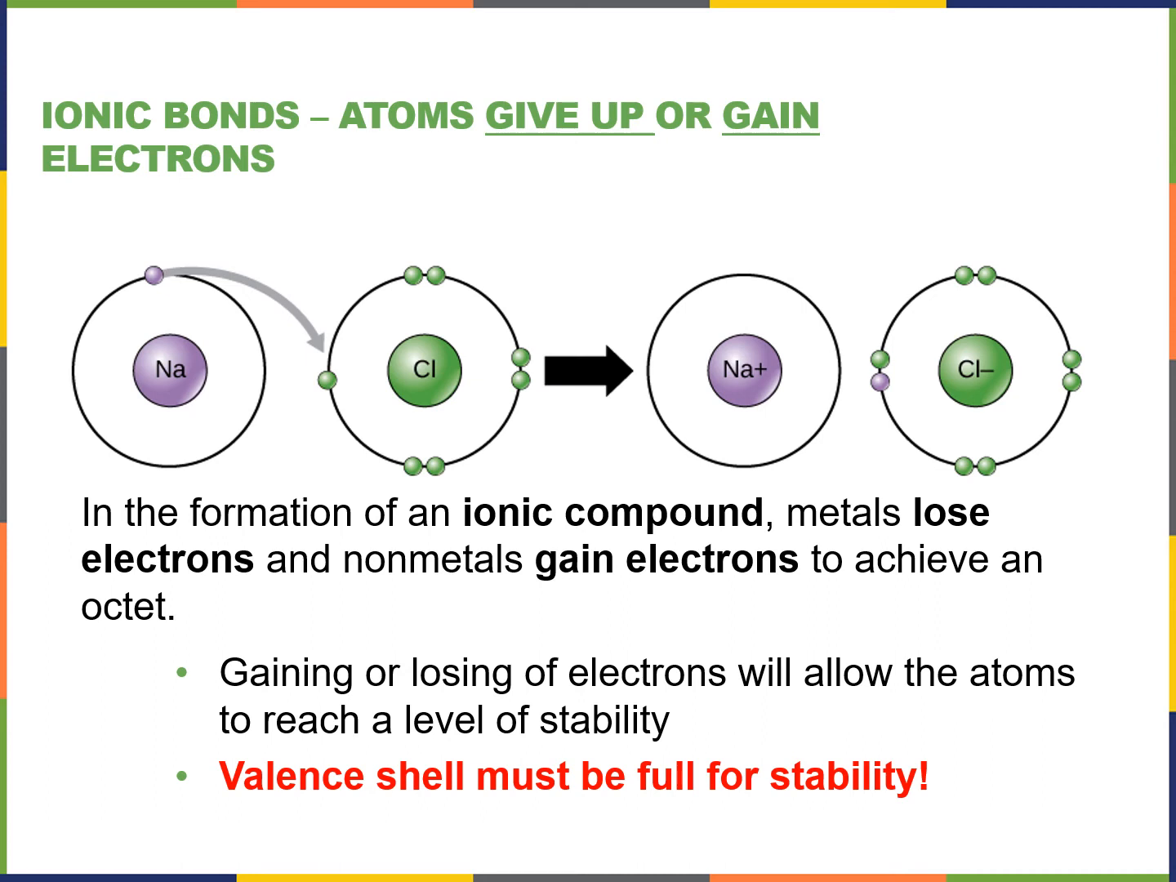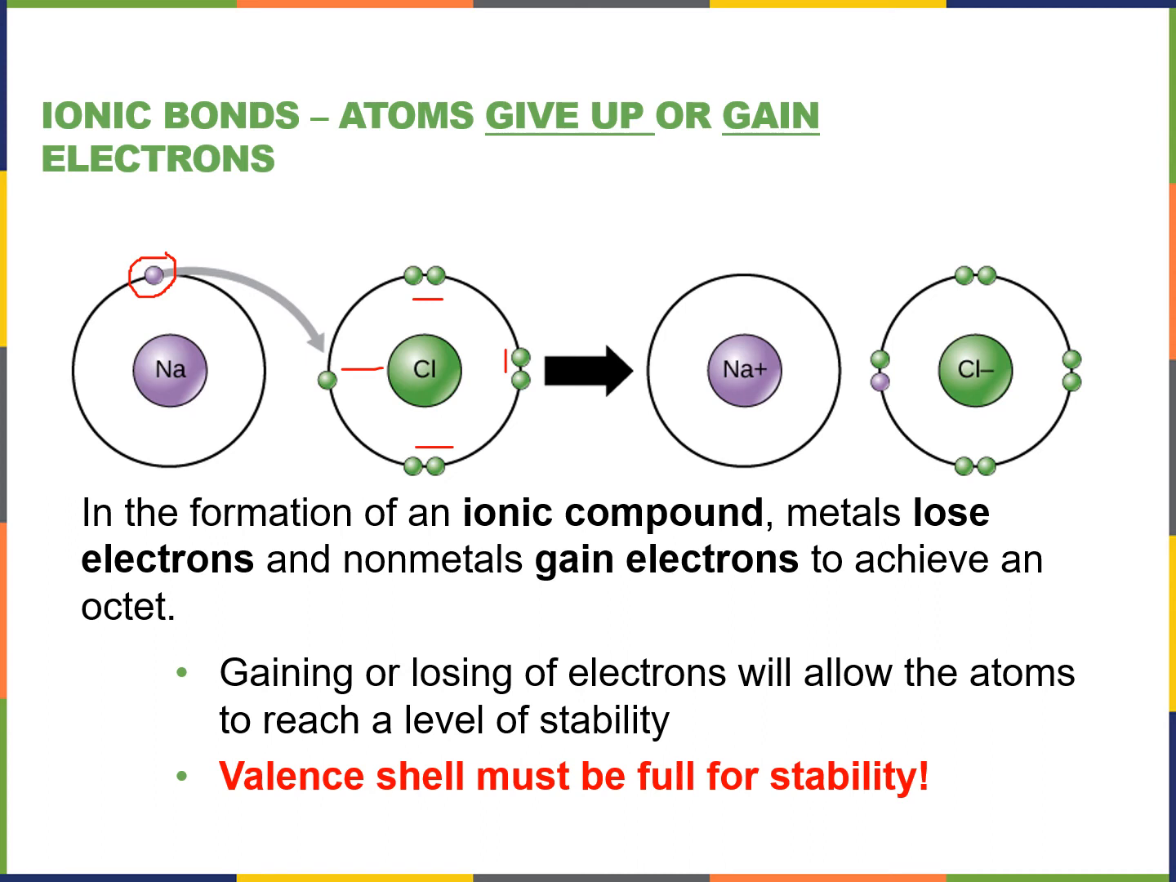Now, sometimes it's not an actual sharing of electrons. Sometimes it's the stripping away. If you remember in the last lecture, we talked about Na plus and Cl minus. What happens is sodium has this one little electron right there, whereas chloride has 2, 4, 6, 7. 7 electrons. Its valence shell is almost full. It is almost stable.